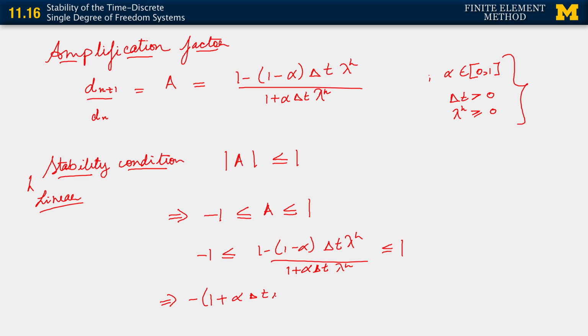And we get here minus 1 plus alpha delta t lambda h is less than or equal to 1 minus alpha delta t lambda h is less than or equal to 1 plus alpha delta t lambda h. Okay, so to move on, let's just go to the next slide.